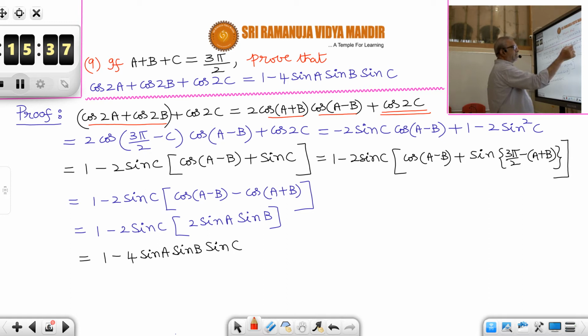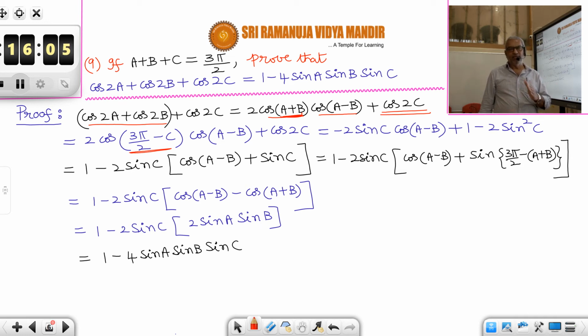What is happening in the neighboring term? Okay. So this a plus b can be written as what? 3 pi by 2 minus c. Because a plus b plus c is 3 pi by 2. So a plus b is written as 3 pi by 2 minus c. In the next step, there is no other change. What is cos 270 minus c? 270 minus c is an angle around y-axis. Cos becomes sine.